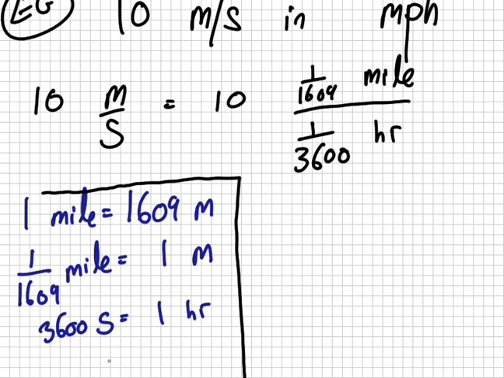Yeah? Let me write it here. What I'm doing is saying 1 second equals 1 over 3,600 hours. In other words, 1 second is 1/3,600th of an hour. Yeah? Is that okay?